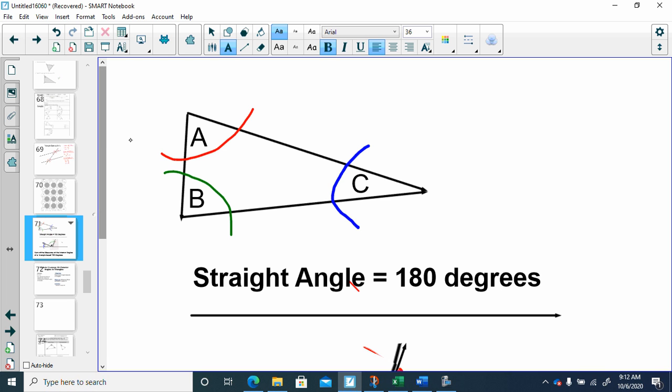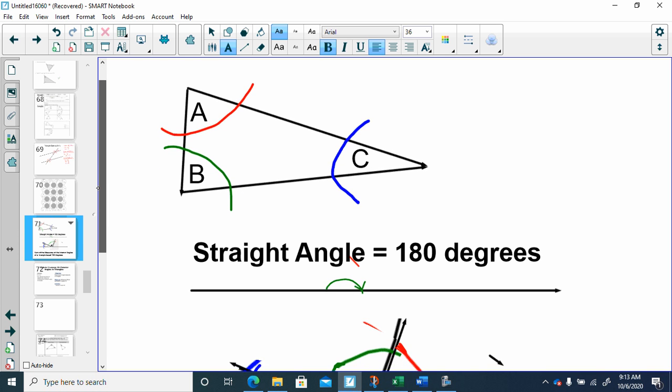Now, we're going to prove what the three angles in a triangle add up to using a straight angle. Remember, a straight angle is a straight line. The measure of this angle is 180 degrees, right? So if I could cut these three angles off and line them up on here, and they added up to 180 degrees, that would prove that the sum of these angles is 180 degrees.